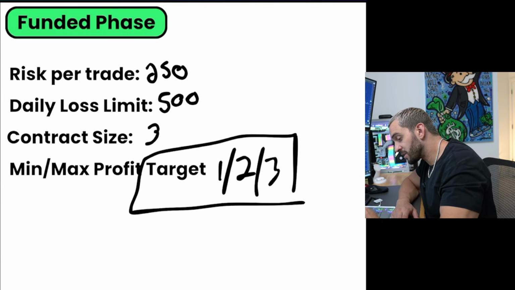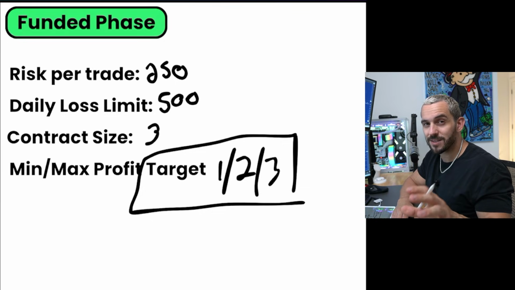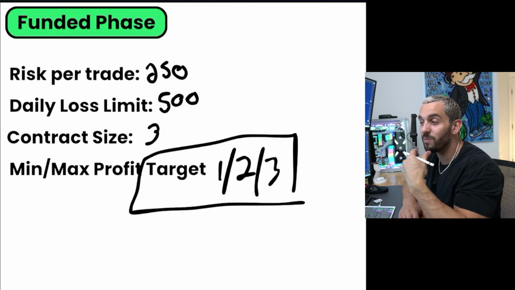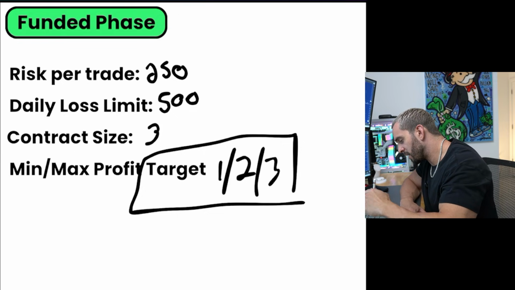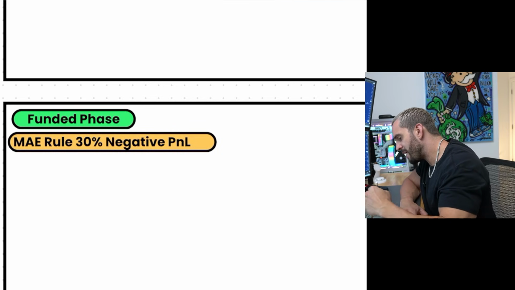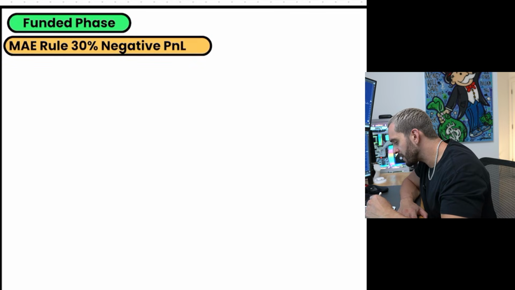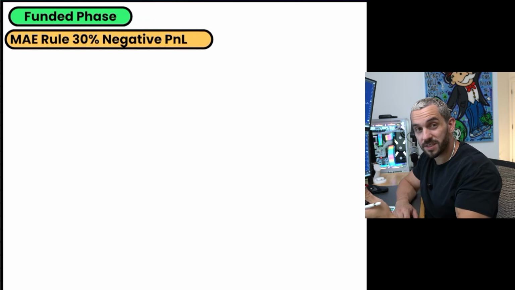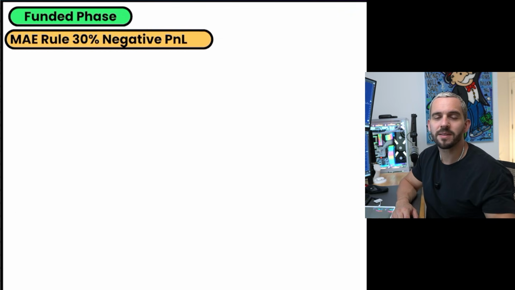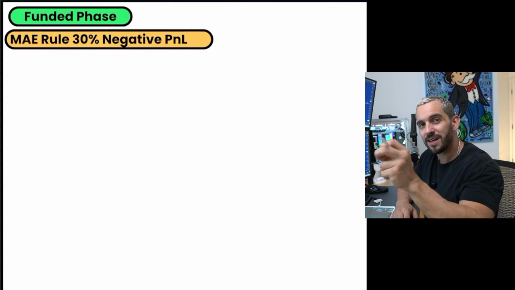Now this is going to bring us to 2 more rules that Apex introduces when you become funded. So this might be specific to Apex. I think some other prop firms have this too. But the first one that we're going to cover is called the MAE rule, or also known as the 30% negative P&L rule. So the MAE rule, or the 30% negative P&L rule, it basically limits the amount that you're allowed to lose in a single trade.